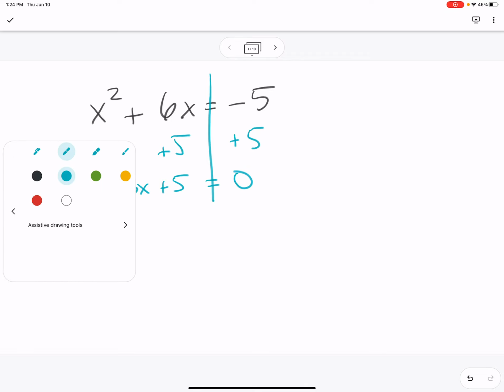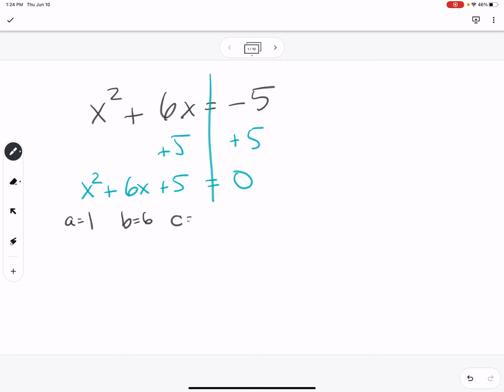So now I'm going to identify my A, B, and C. Remember that we want numbers that multiply to our C value, but that add to our B value. So for 5, I have a very simple factor tree. The only thing that multiplies to 5 is 1 and 5. And it just so happens that when I add those two numbers together, I will also get 6. So it meets the requirements for multiplying to our C value, but also adding to our B value. So now I'm going to write those two numbers in my factored form.